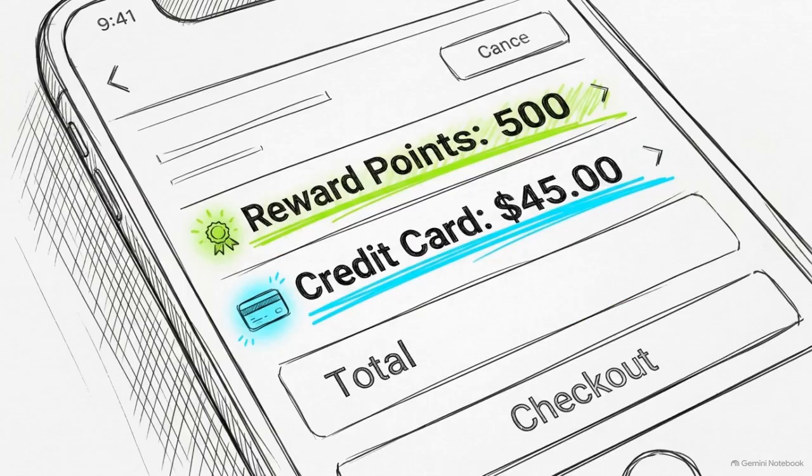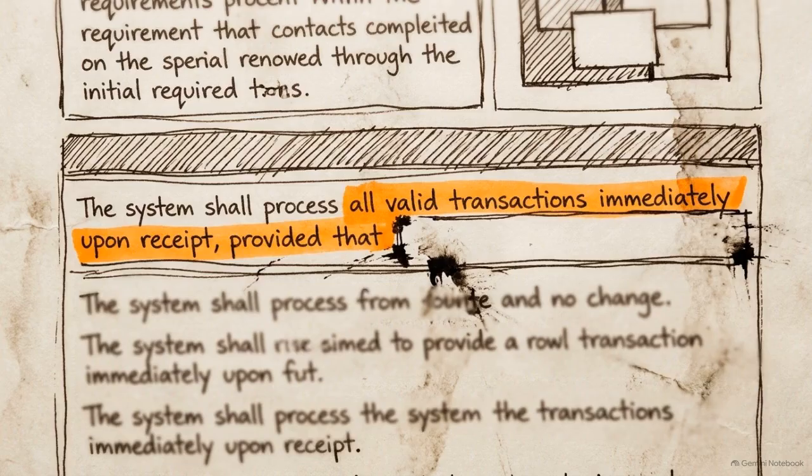Consider an e-commerce microservice designed to handle a composite payment module, where a single transaction mixes reward points and a credit card charge. A passive read of this system's requirement document might verify that both payment types are accepted, easily overlooking missing transactional rollback rules if one method fails.